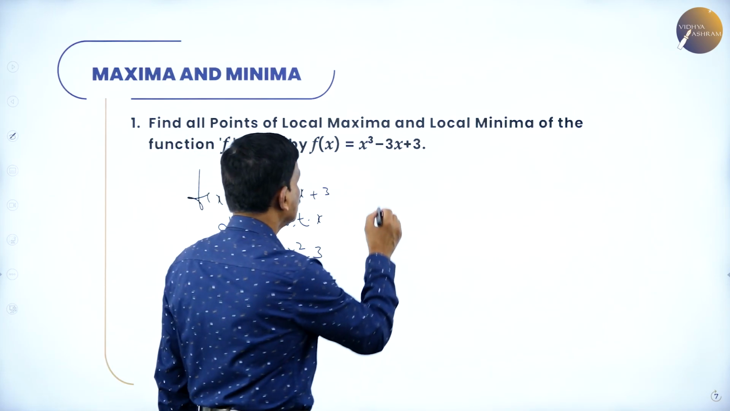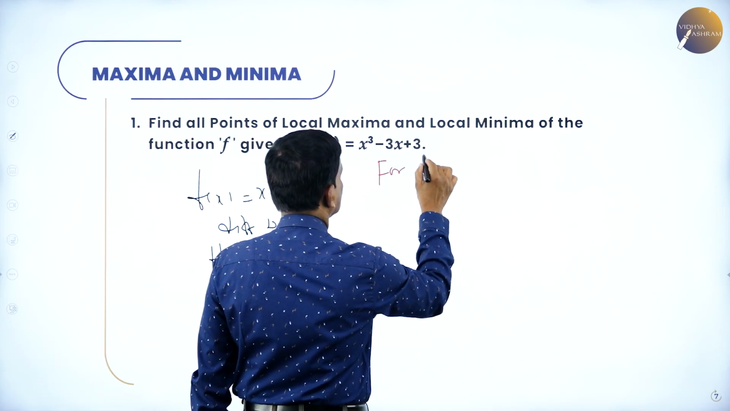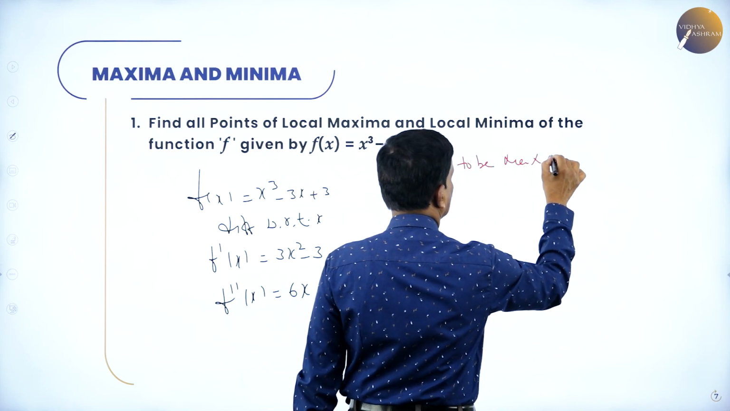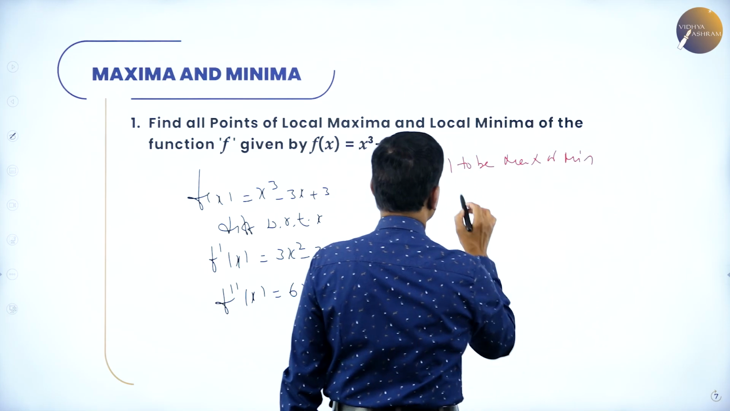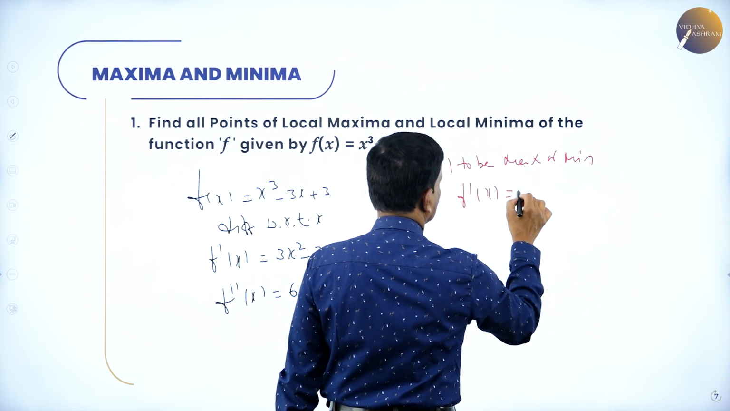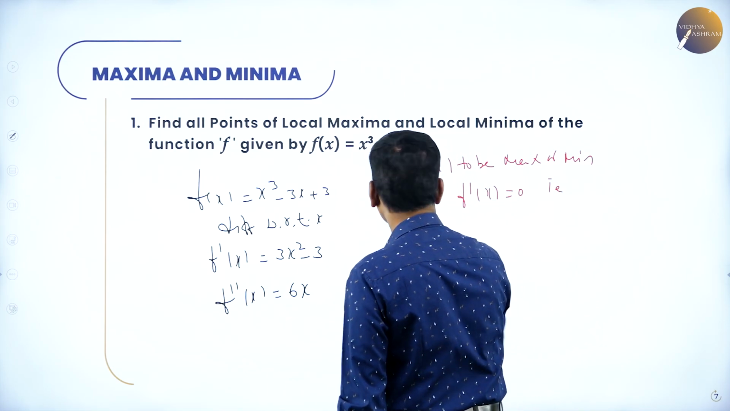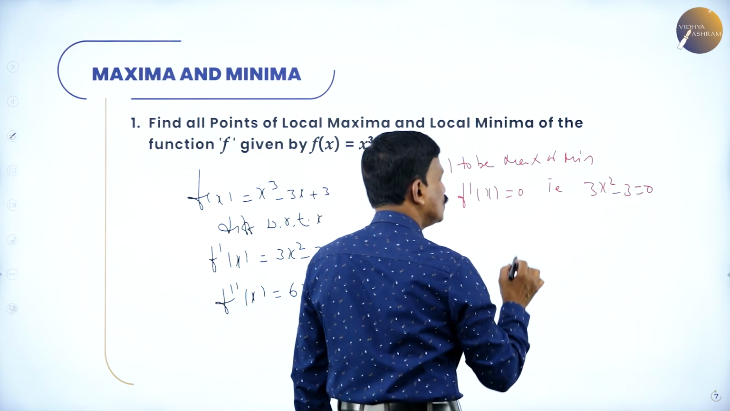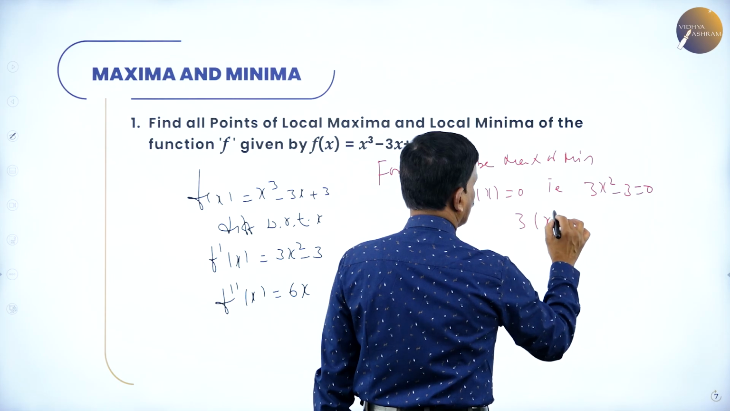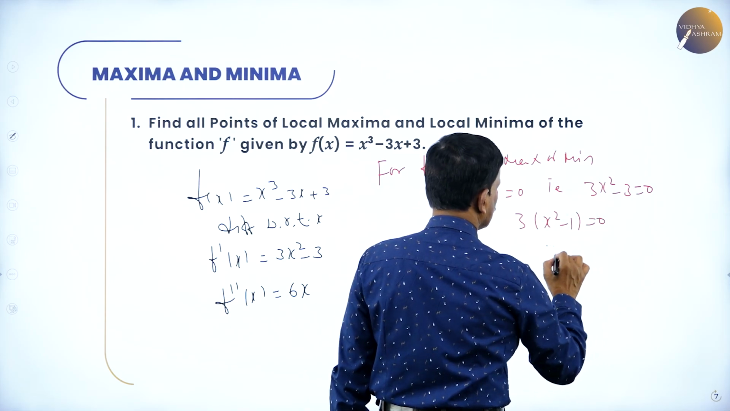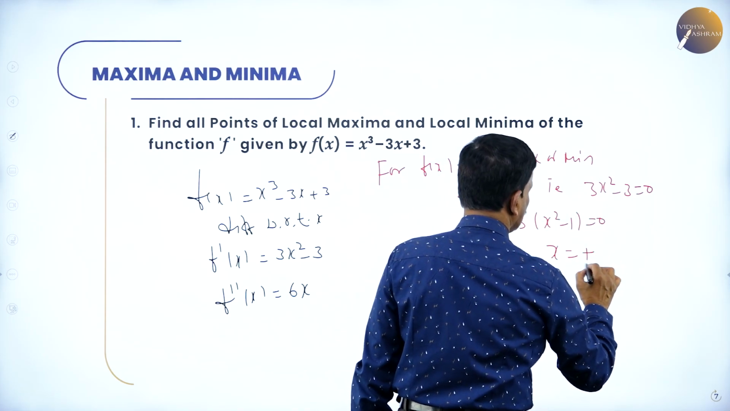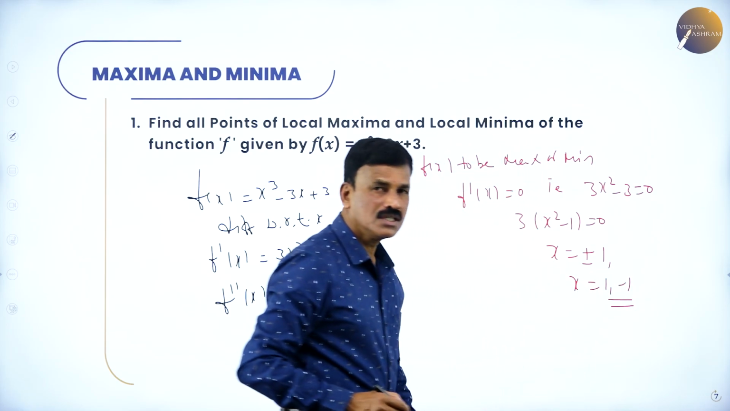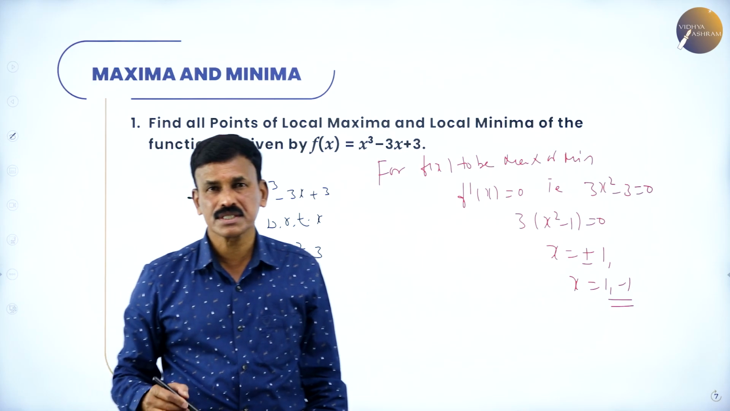Now for f of x to be maximum or minimum, f dash of x is equal to 0. What is f dash x? 3x square minus 3 is equal to 0. So you can take 3 common, x square minus 1 is equal to 0. Therefore, x is equal to plus or minus 1. So these are called the critical points, right?